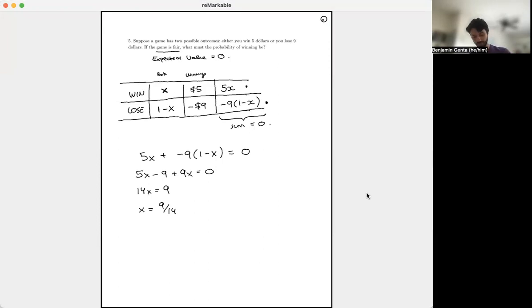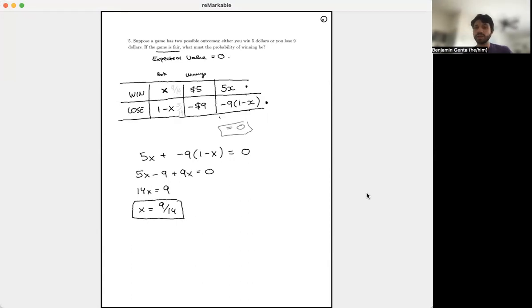Now you can check this. If you don't believe me that the probability of winning is 9 over 14, what you can do is write 9 over 14 over here. The probability of losing, you should know, is 1 minus 9 over 14, meaning 5 over 14. And you shouldn't believe me that the sum is 0. You should calculate it for yourself, and then you will get that, in fact, the sum is equal to 0. So if the game is fair, what must the probability of winning be? It must be 9 over 14.